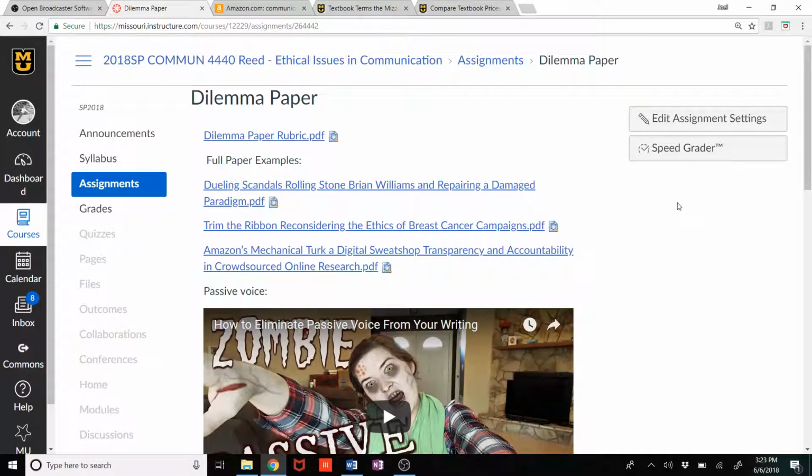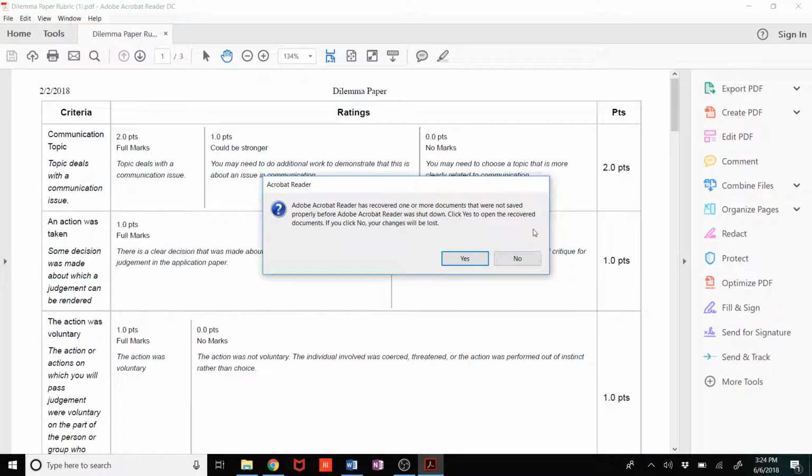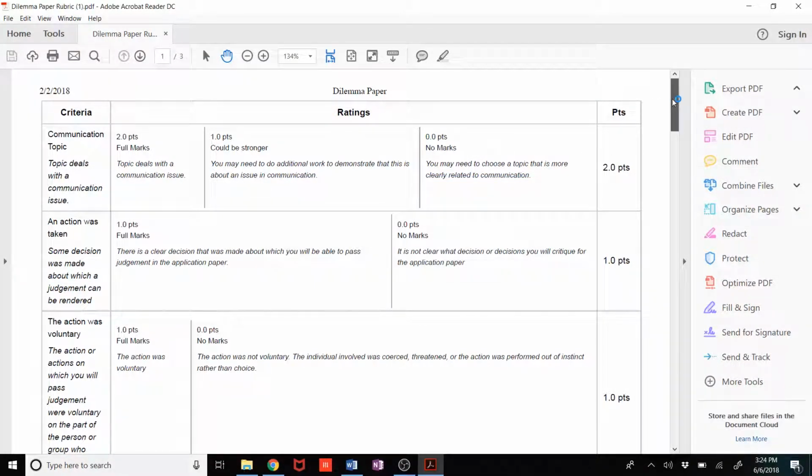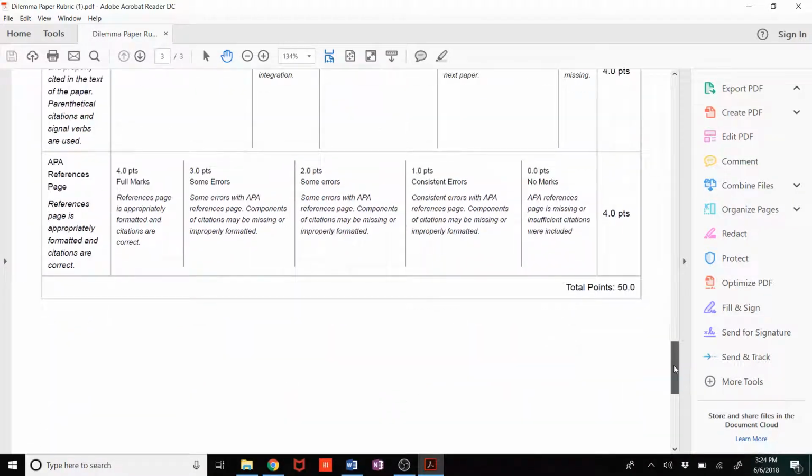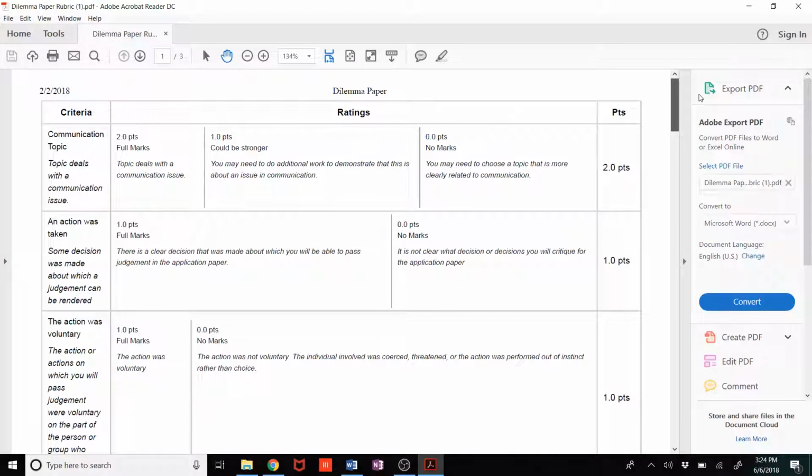In theory, you can access my rubric on Canvas, but it's sometimes complicated, and I think it's much easier for me to just copy that rubric in. So you can click this box here and see that I've copied the rubric directly from Canvas onto this PDF. So you can see the breakdown of the dilemma paper, where all of these points come from.